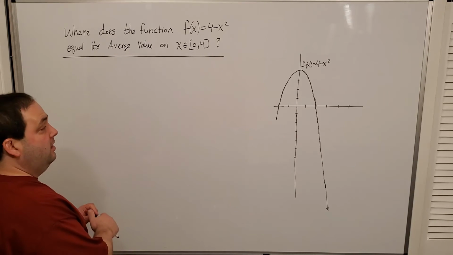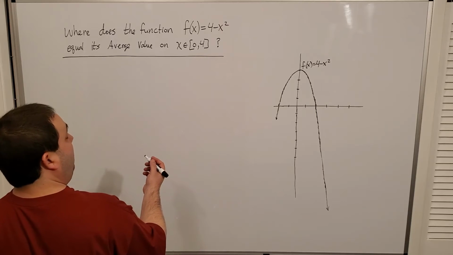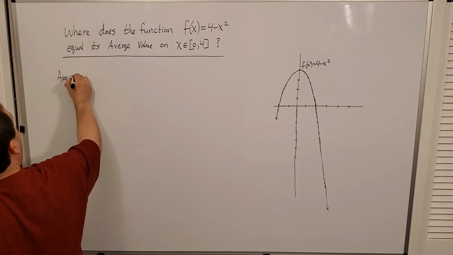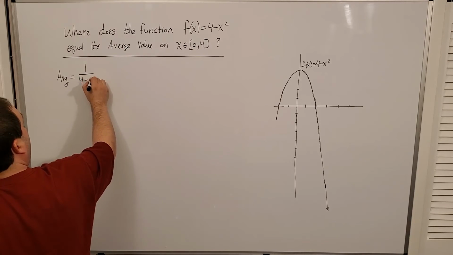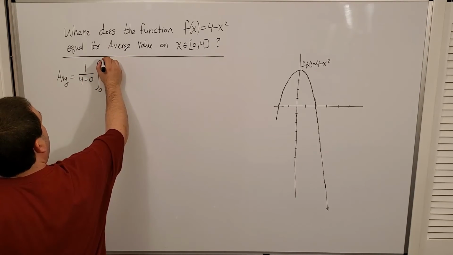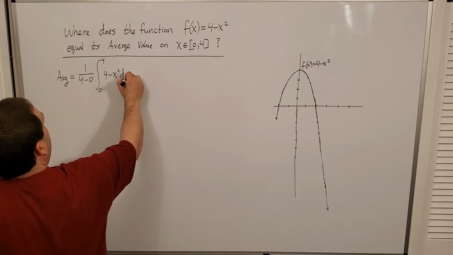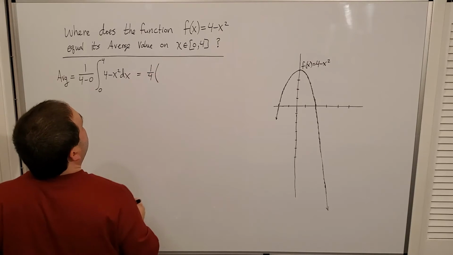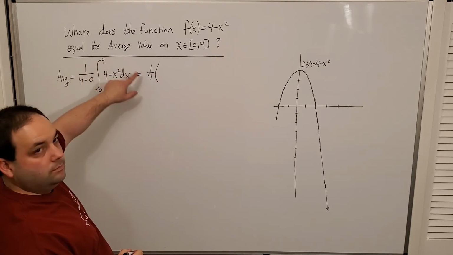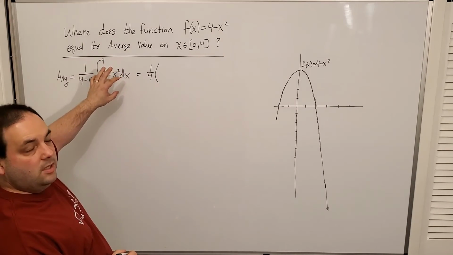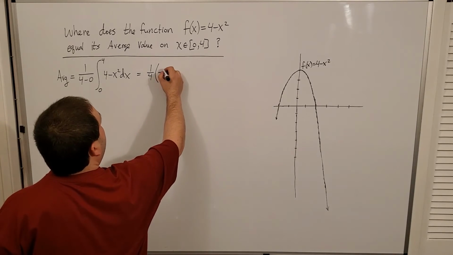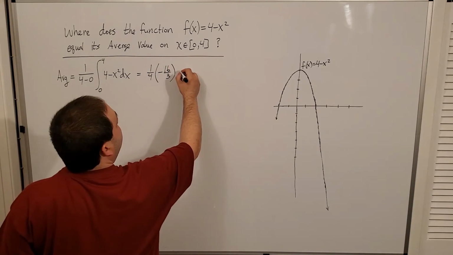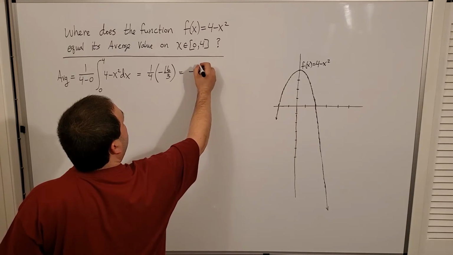Well, I think we're kind of in luck, right? Earlier in this lecture, we already did some of this computation. So right here, first of all, we need to find the average value, right? The average value is going to be 1 over 4 minus 0 times the integral from 0 to 4 of our function 4 minus x squared dx. Okay, so that's going to be 1/4 times, now we did this integral earlier, right? We did this integral using our limit of summation, and we found it to be -16/3. 1/4 times -16/3 is equal to -4/3.